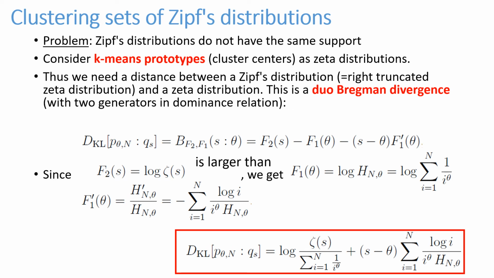The Zipf distribution can be interpreted as a right truncation of the zeta distribution, and a formula for the Kullback-Leibler divergence between two truncated densities of an exponential family with nested support has been recently reported as a duo Bregman divergence. Here we show the obtained formula for the Kullback-Leibler divergence between the Zipf distribution and the zeta distribution.